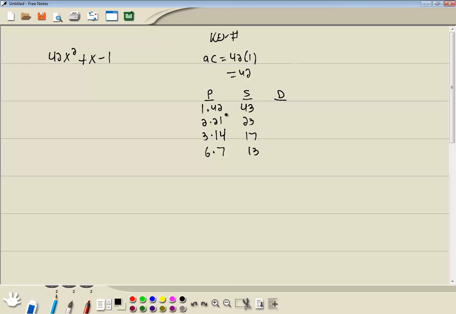Difference column, subtract smaller from larger. 42 minus 1 is 41, 21 minus 2 is 19, 14 minus 3 is 11, 7 minus 6 is 1.